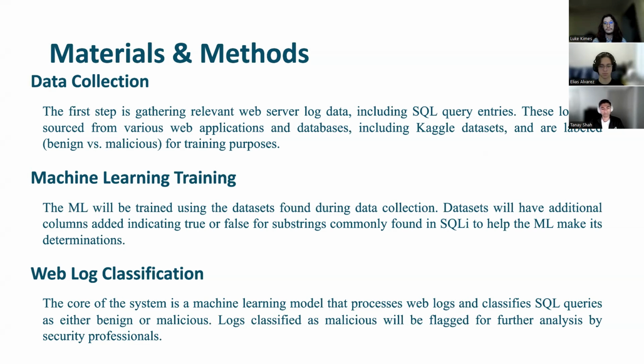So the ML model will be trained using the dataset mentioned above, and we'll enrich it with additional columns, such as columns for the presence of comment characters and other SQL verbs. We'll do this to help the ML make its determinations. The final step is web log classification. So the core of the system is the machine learning model that processes web logs and classifies SQL queries as either benign or malicious. Logs classified as malicious will be flagged for further analysis by security professionals.